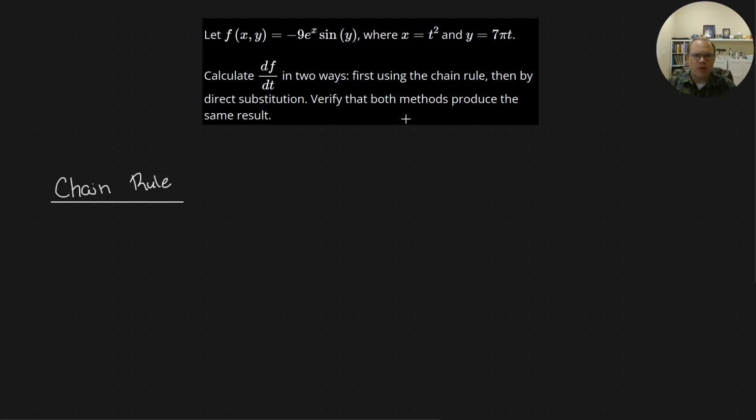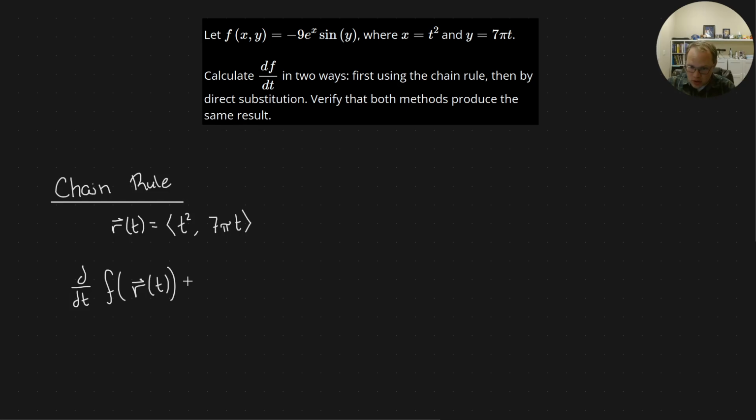Okay, so here, these are our two components. So if we're thinking of a vector valued function, our r of t would be: the x component is t squared, the y component is 7 pi t. And what we want to do is plug the x and y components into the x and y of the function. We want to take the derivative of plugging that vector valued function into f.